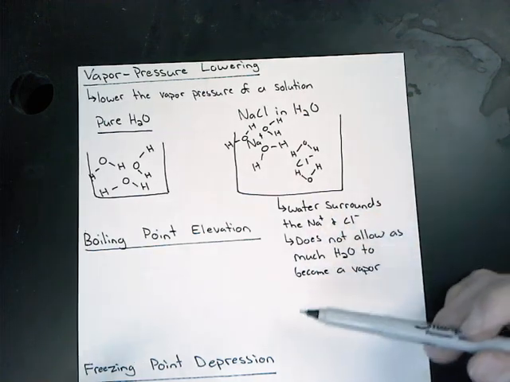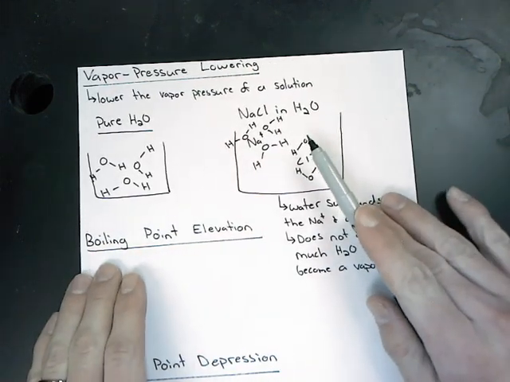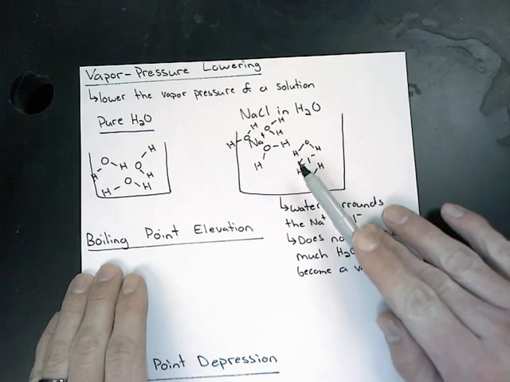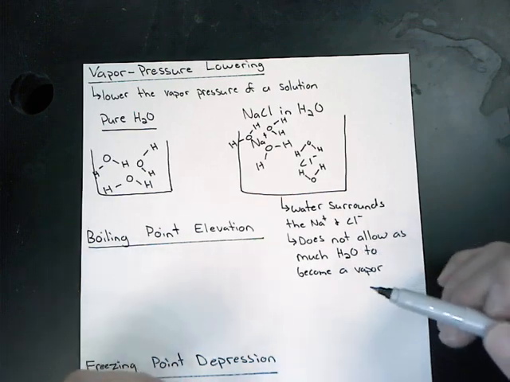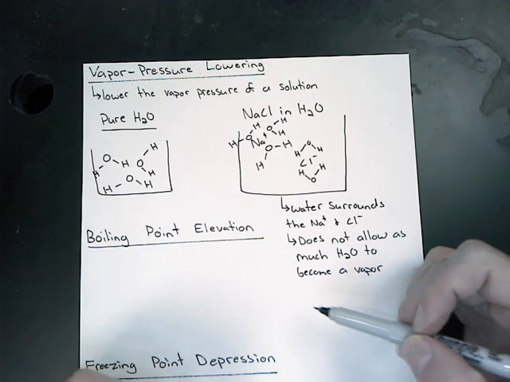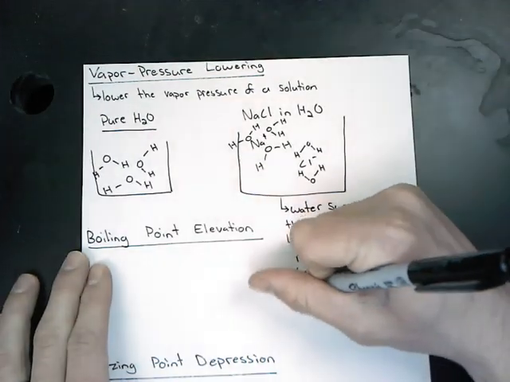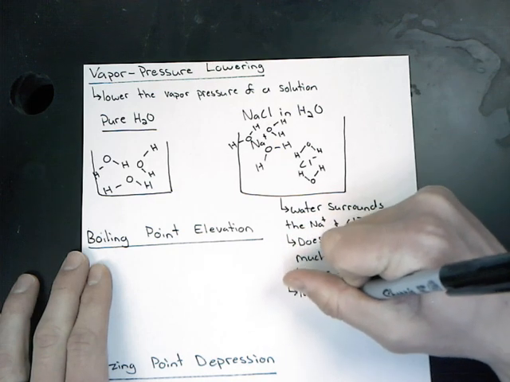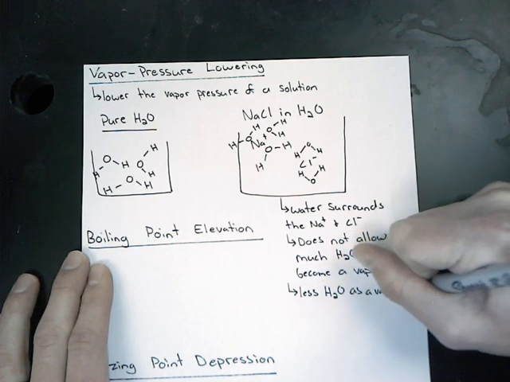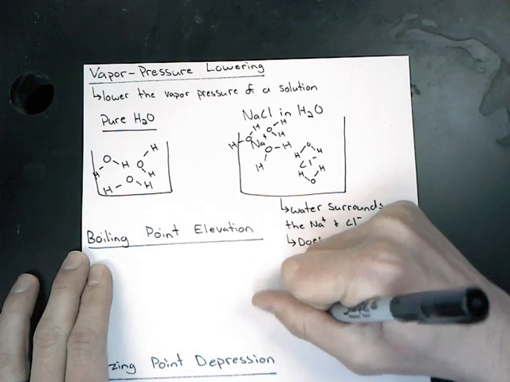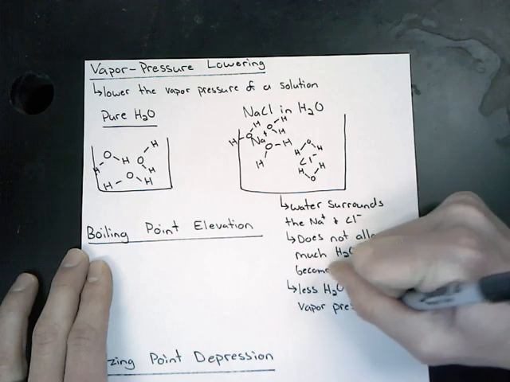So when we're heating these two solutions up, what happens if we apply the same heat? This beaker on the right is not going to have as many pieces become a vapor. Now, as a result, if there's less H2O as a vapor, that means the vapor pressure is going to be lowered. So I'm going to add one more point to this property here. So less H2O as a vapor means that we have the vapor pressure lowered.